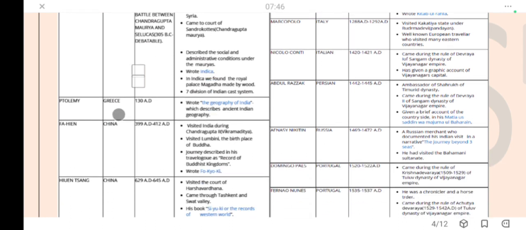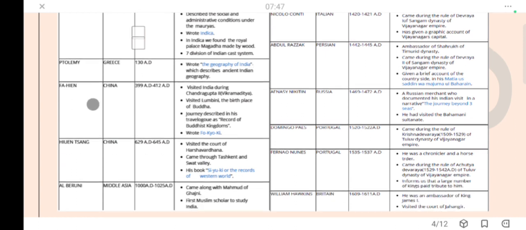Ptolemy is from Greece, from around 130 AD. He wrote the Geography of India. Just write the book name in your notebook. Next, Fa-Hien is from China. He is from the period of 399 AD to 412 AD. He visited during the time of Chandragupta II, also called Vikramaditya. He wrote Fo-kuo-ki, very very important.